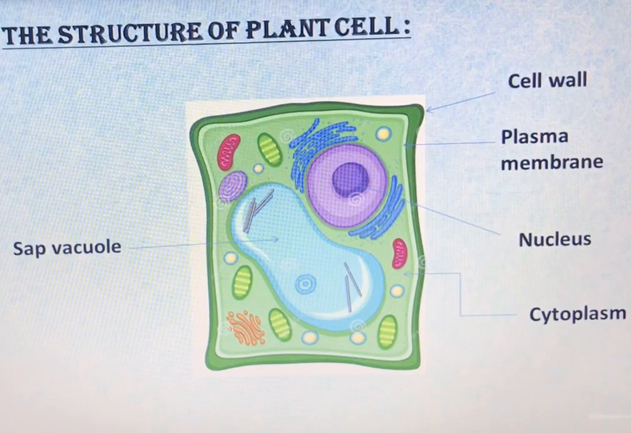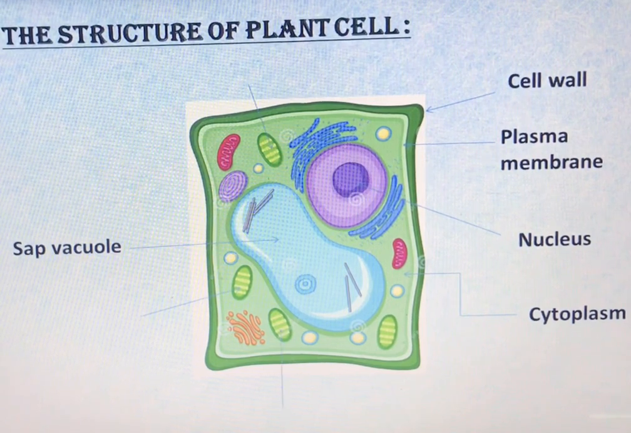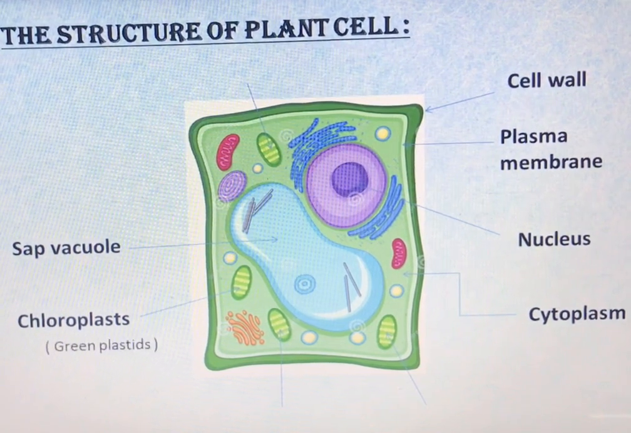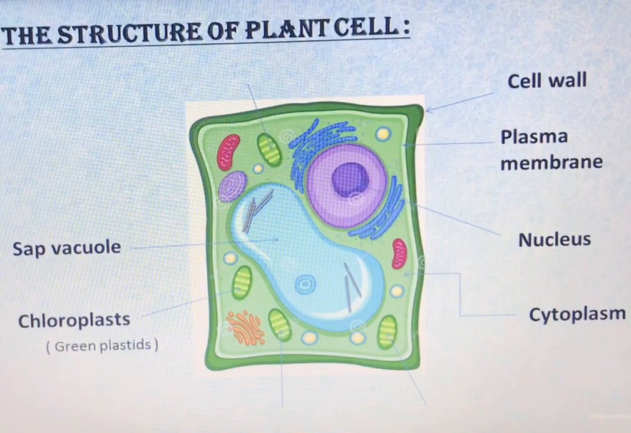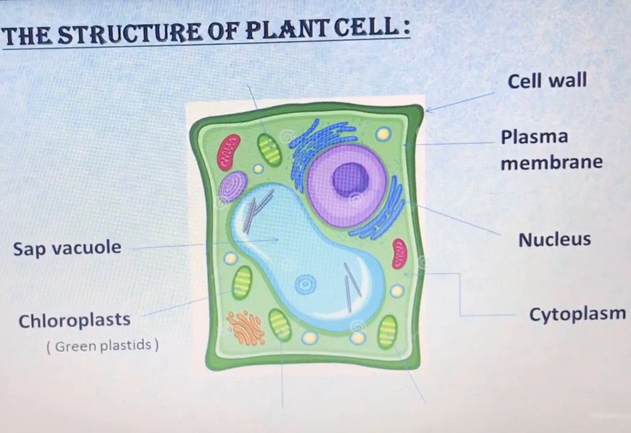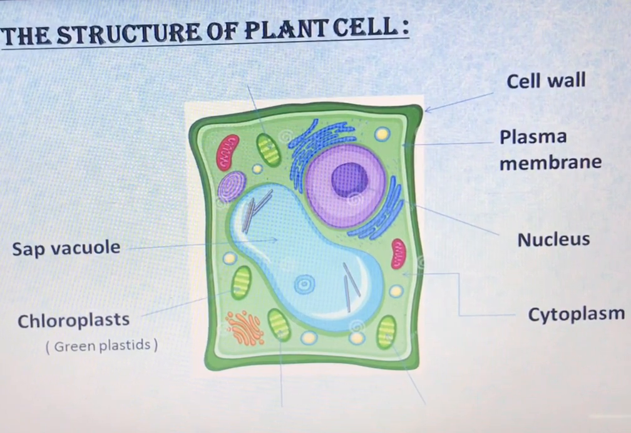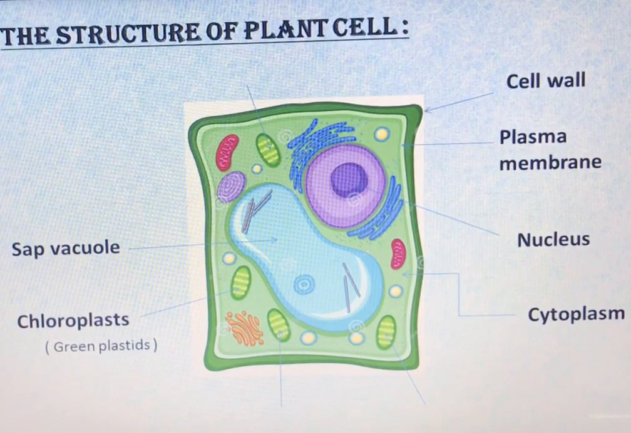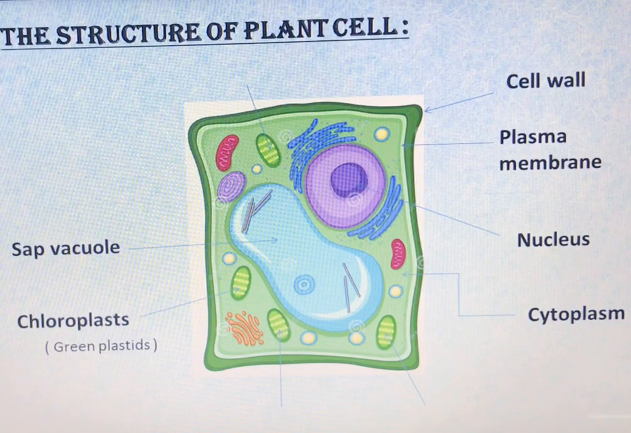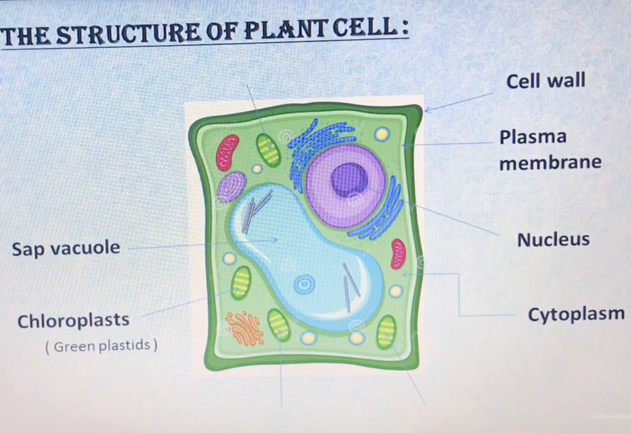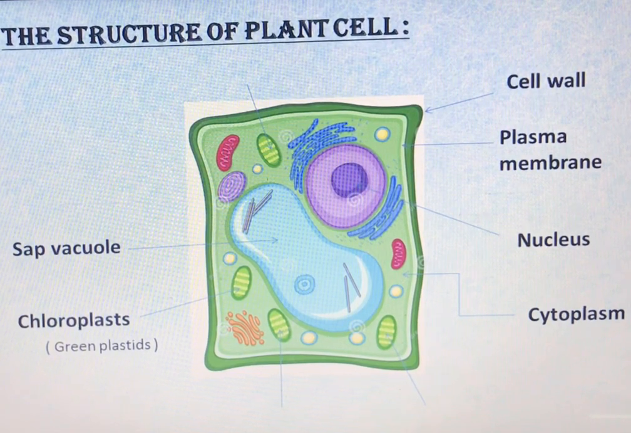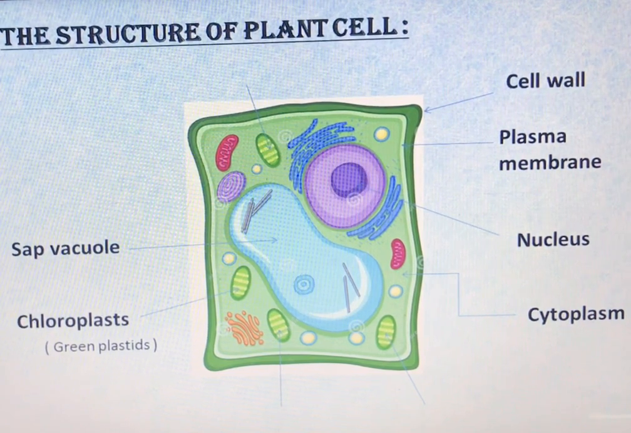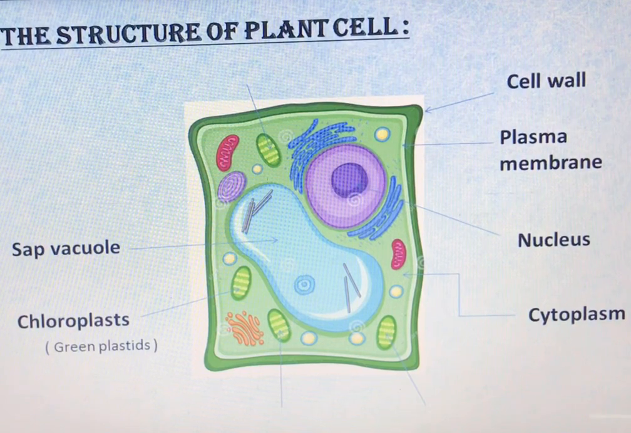And finally, we have many chloroplasts. Chloroplasts, which has another name, green plastids. Okay. Chloroplasts are so important for plants as they help them to make their food by themselves. So, again, all the plants have chloroplasts to help them to make their food by themselves. Again, cell wall, plasma membrane, nucleus, cytoplasm, sap vacuole, and chloroplasts.